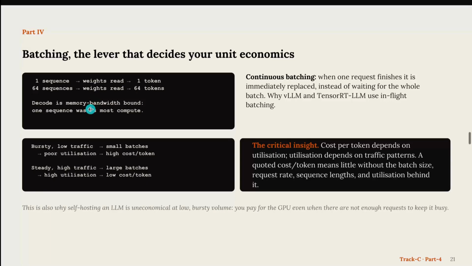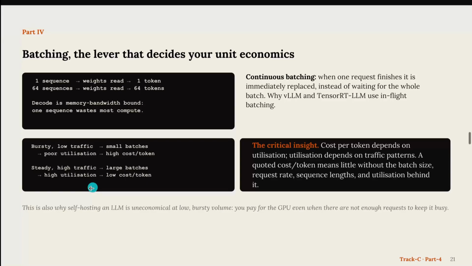We could do a lot more compute. So if you are starting to do something around training and inferencing, and you understand that it's bursty and low traffic, always in small batches, then it typically would lead to poor utilization and high cost per token. But if there is steady high traffic, then it means large batches, high utilization, and low cost per token, because there is so much being generated.